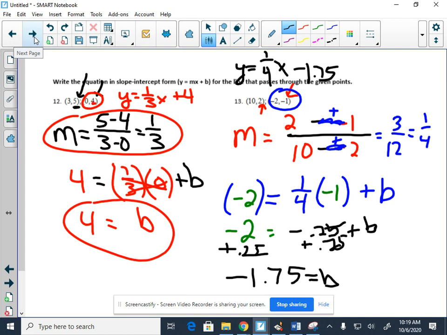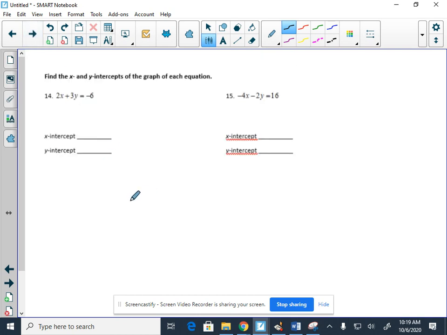Okay. Quiz for this will be in 2 days. We'll work on this sheet the next 2 days, and then we'll have a quiz after this. All right, next, find the x and the y-intercepts.